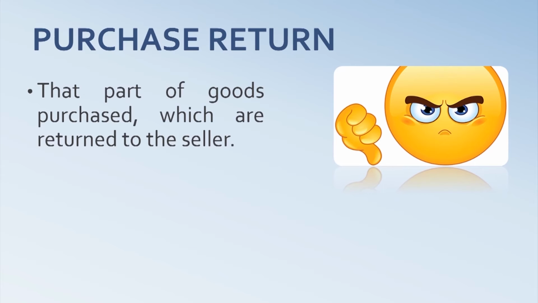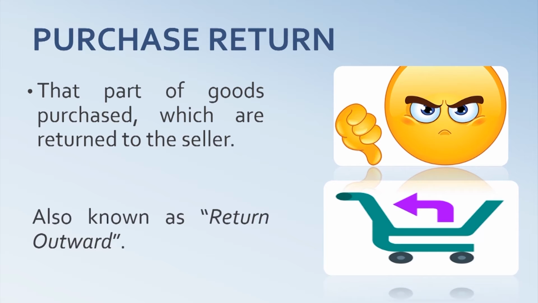After purchase, the next term is purchase return. It is that part of goods purchased which are returned to the seller. Purchase return can be due to any reason such as inferior quality, damage, not according to the order or requirement, etc. It is also known as return outward. For example, ABC Limited purchased raw material costing $1,500, but it returned goods costing $150 as it was not according to the specifications. Now this is called purchase returns.